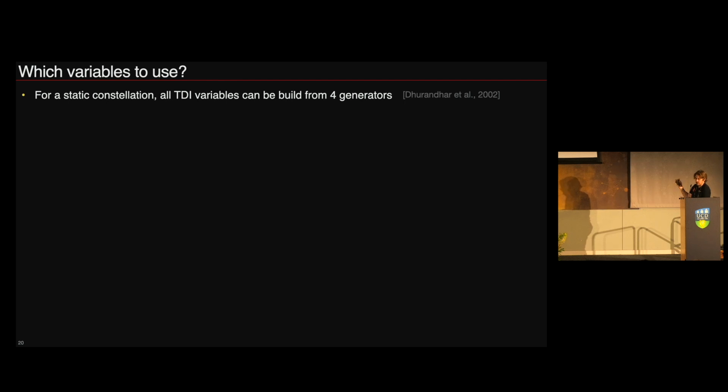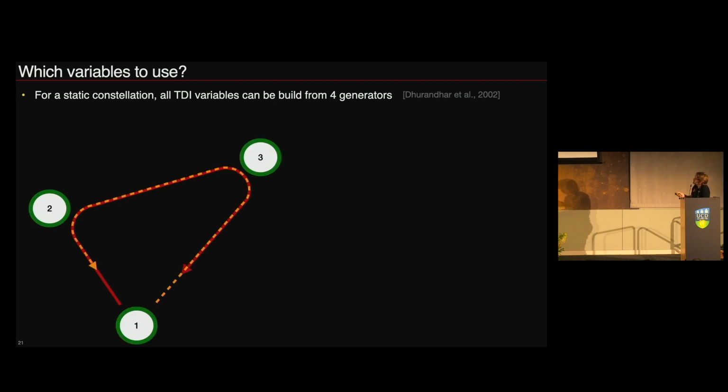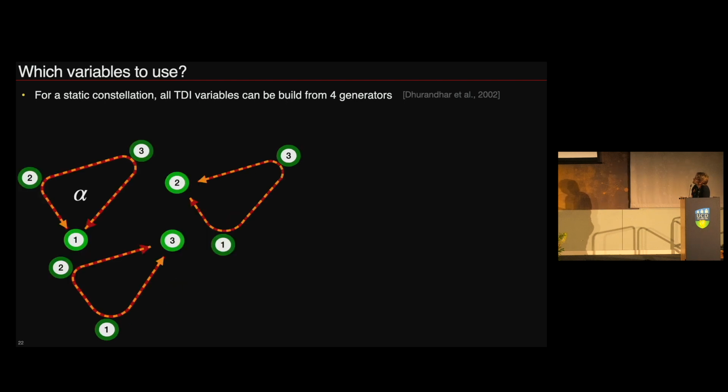Now, I showed you the Michelson variable, and it's certainly the most well-known, but it's not the only one. There's an infinite number of combinations you could do that cancel laser noise. So the question might arise, which one should you use? The good news is that at least for a static constellation, this is very well understood. You can show mathematically that the whole space can be exactly generated by just 4 generators. And there's a similar result for a rotating constellation. And the one set of these generators are the so-called Sagnac variables, which just correspond to these paths going one way and the other one. There are again 3 of them.